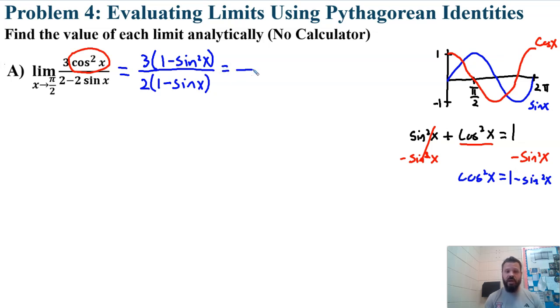What I can do with this numerator is keep the 3 and rewrite this 1 minus sine squared using my difference of squares formula. This is 1 squared minus sine squared, so I can rewrite it as 1 plus sine x times 1 minus sine x, over that same 2 times 1 minus sine x. And now since I have factors of 1 minus sine x in the numerator and the denominator, I can cancel those out.